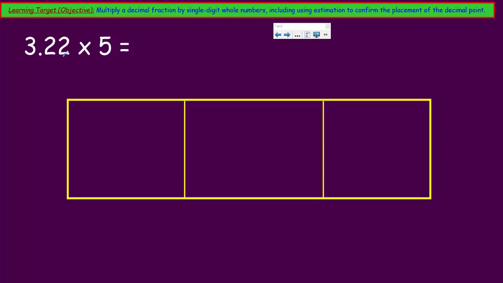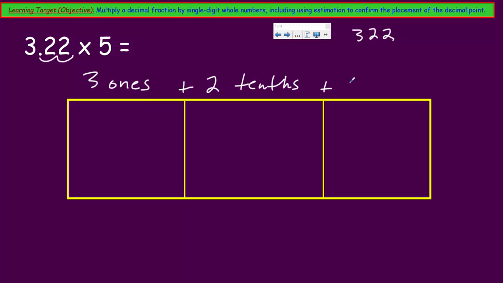Let's go ahead and change this into hundredths. We're going to multiply by 100, right? That's going to give us our 322. The decimal place is moving twice. Now I'm going to go ahead and write our three ones for our area model. We're going to add, remember, 2/10. We're going to add 2 hundredths. Okay, we're multiplying by 5 this time.